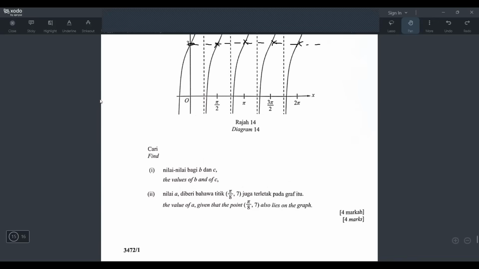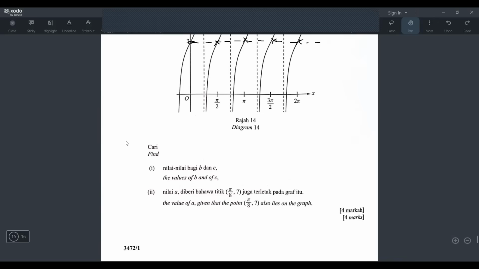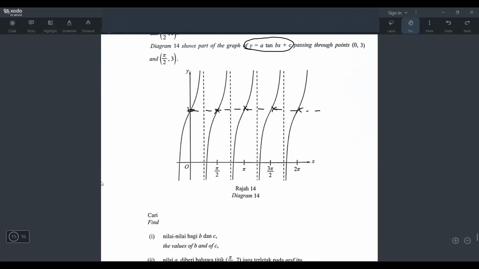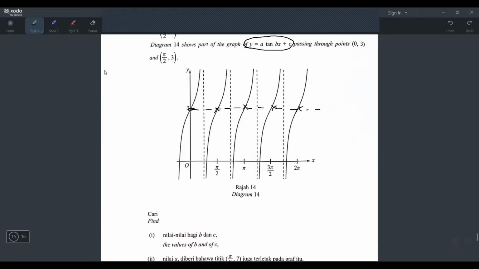Okay, but let's see what they want. Find number 1 the values of B and C. Oh, they never ask for A, they just ask for B and C. Okay, for question number 1. What is the value of B and C? Okay, I already know the C is 3 because I already mentioned just now, right? Because this is supposed to be the original x-axis, the old x-axis. But why the new x-axis go down 3 units is because the whole graph moved up already. The whole graph moved up.